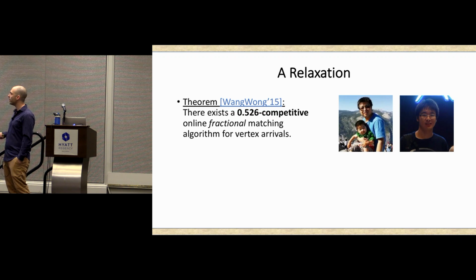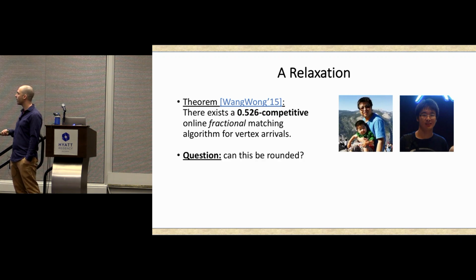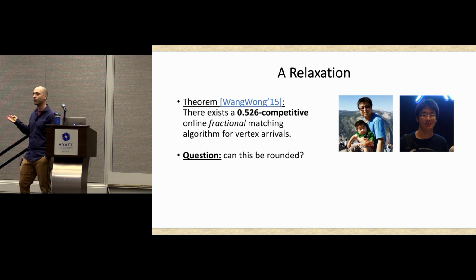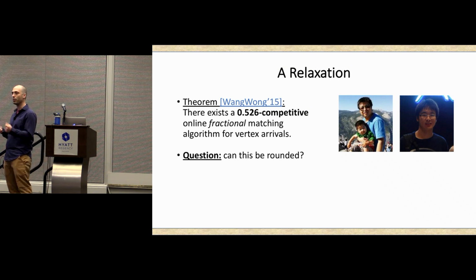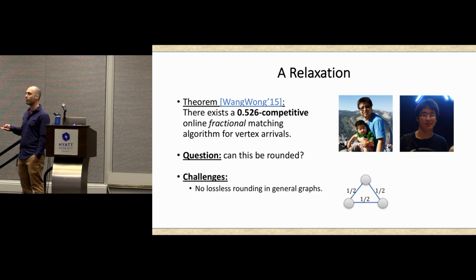So our starting point will be an online fractional matching algorithm of Wang and Wang, who showed how to beat a competitive ratio of 1/2. And of course, the first natural question is, can we round this without losing throughout, right? Can we match each edge with probability exactly x_e given by the fractional algorithm? Okay, this would give us a 0.526 competitive algorithm. Unfortunately, in general graphs, this is too much to hope for, because in general, a fractional matching can be 3/2 times larger than an integral one.